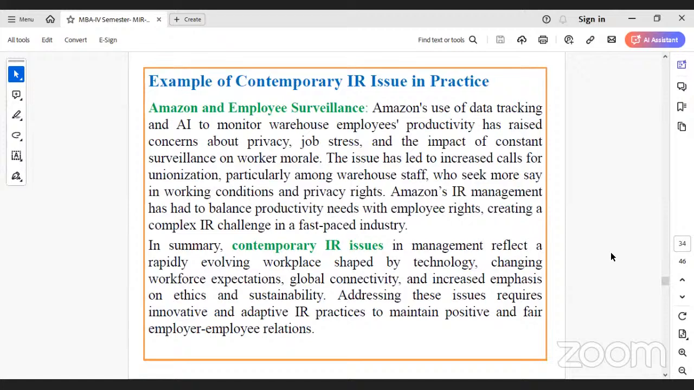So, an example of contemporary industrial relations issues in practice: Amazon and employee surveillance. Amazon's use of data tracking and AI to monitor warehouse employees' productivity has raised concerns about privacy, job stress, and the impact of constant surveillance on work morale. The issue has led to increased calls for unionization, particularly among warehouse staff who seek saner work conditions and privacy rights. IR management has had to balance productivity needs with employees' rights, creating complex IR challenges in the faster-paced industry.